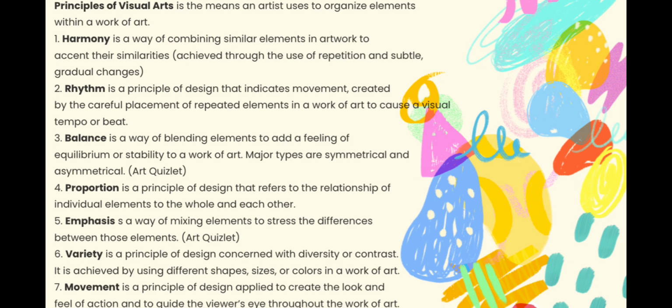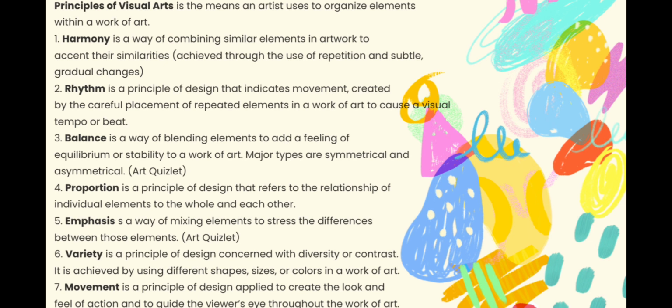Number 3, balance. Balance is a way of blending elements to add a feeling of equilibrium or stability to a work of art. Major types are symmetrical and asymmetrical arts. Number 4, proportion. Proportion is a principle of design that refers to the relationship of individual elements to the whole and each other. Number 5, emphasis. Emphasis is a way of mixing elements to stress the difference between those elements.